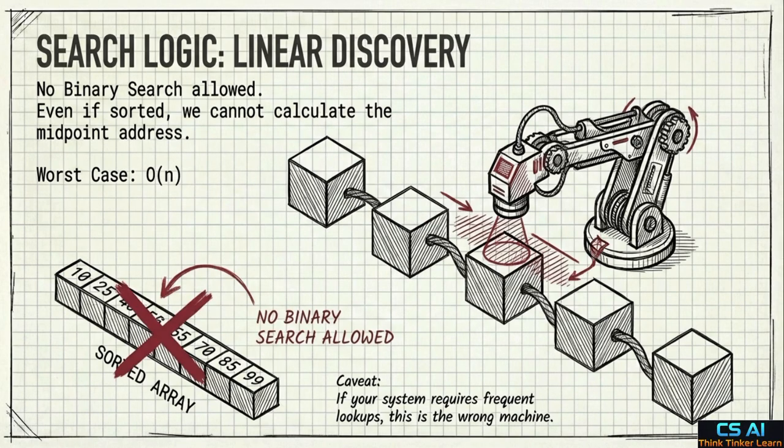When it comes to search logic, or the linear discovery, singly linked lists have a significant limitation. No binary search allowed. Even if your linked list data is sorted, you cannot perform a binary search because it cannot directly calculate the midpoint address. Unlike an array where you can jump to an index, in a linked list you have to sequentially traverse. This means the worst case search time is O(n), similar to traversing. The caveat here is critical. If your system requires frequent lookups, this is the wrong machine. For such scenarios, other data structures like arrays or hash tables would be far more efficient.